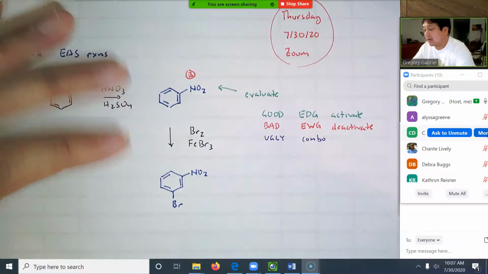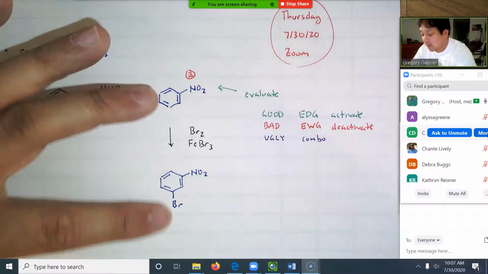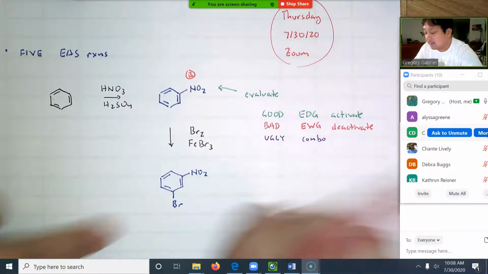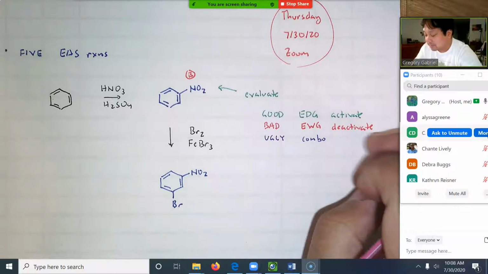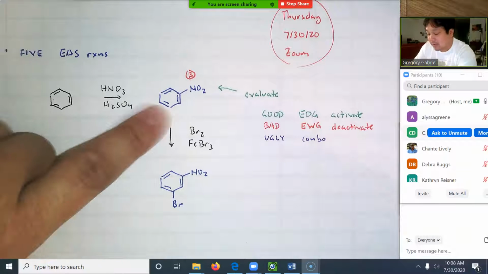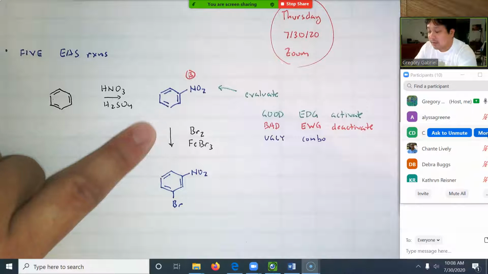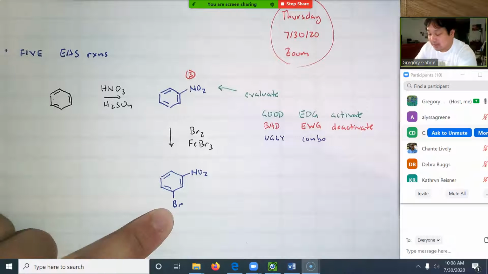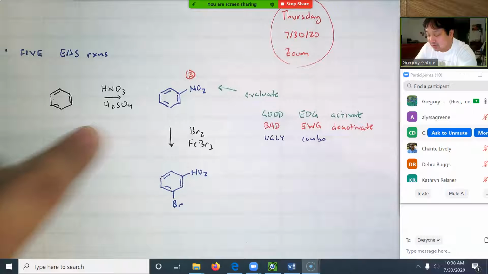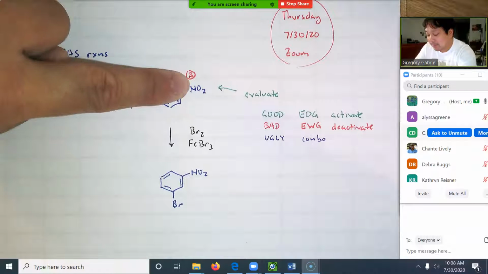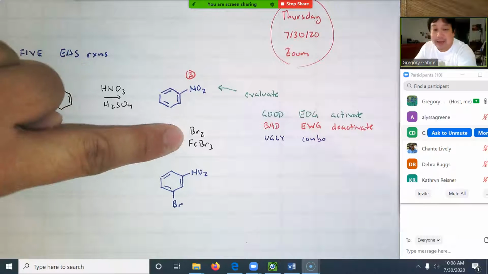In the videos, I discussed why bad groups are meta directing. Okay. Before I go over that, it will be meta directing no matter what you do. If you do sulfonation, it will go in this position, meta. If you do another nitration, it will go meta. Right? It's really based on this group, not based on what you're adding.